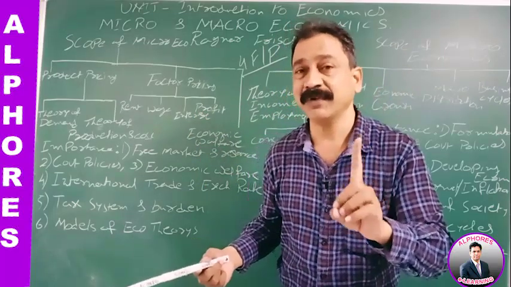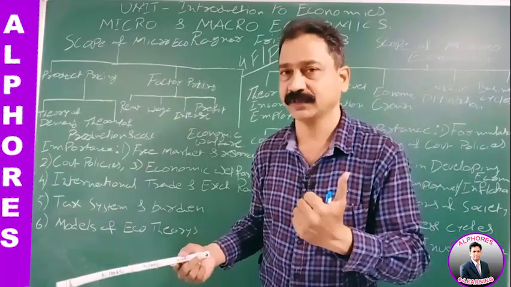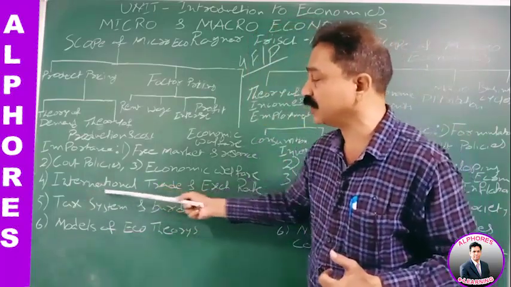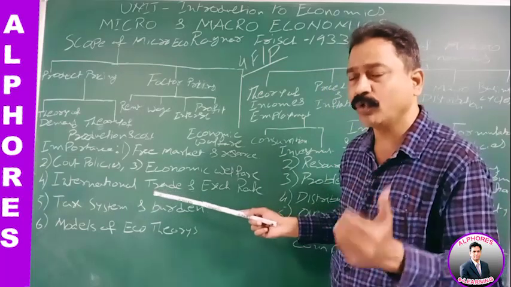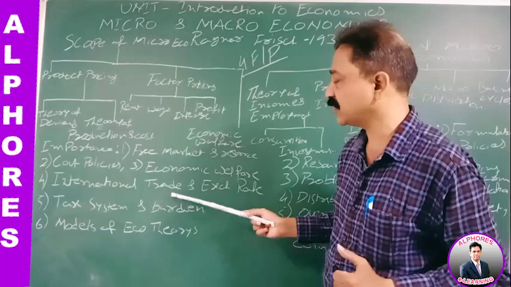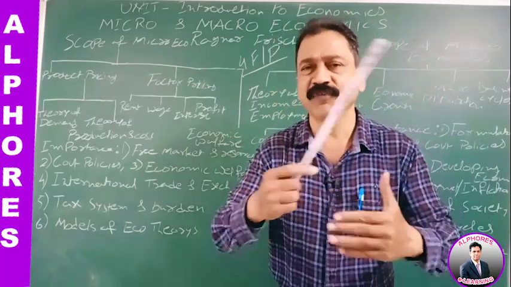To get the surplus balance of payments, we need to export more and import less. That is discussed under international trade. The more you import, the more money you have to pay to foreign countries. Next one is exchange rate. That is exchanging of currency.